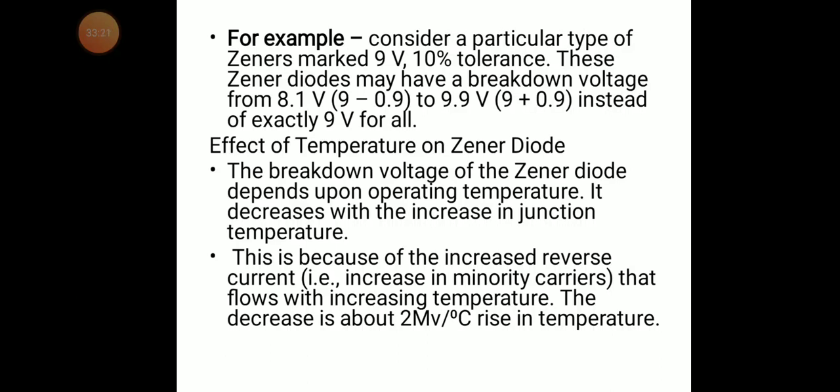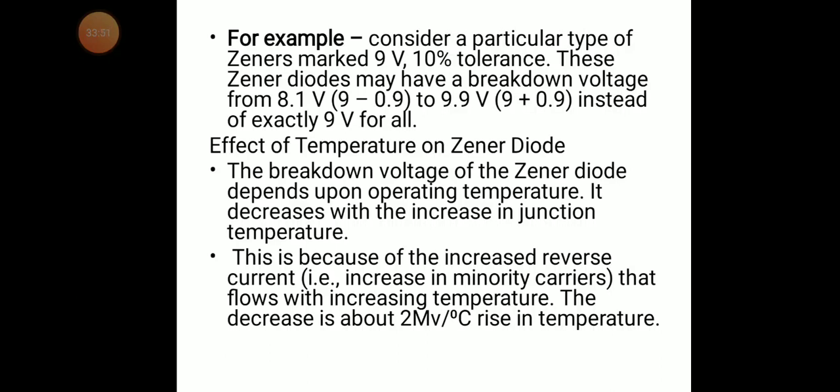These Zener diodes may have a breakdown voltage from, 10% of 9 volts means 0.9, so 9 minus 0.9 is 8.1 volts, to 9.9 volts, instead of exactly 9 volts for all. So this is called the tolerance of the Zener diode.